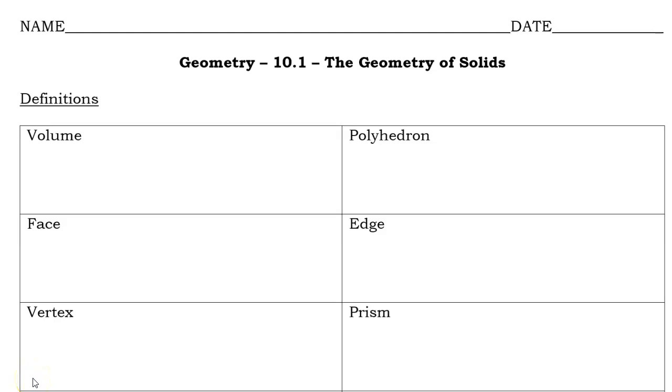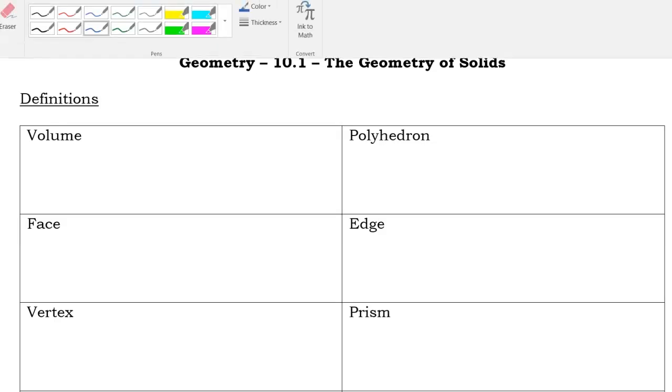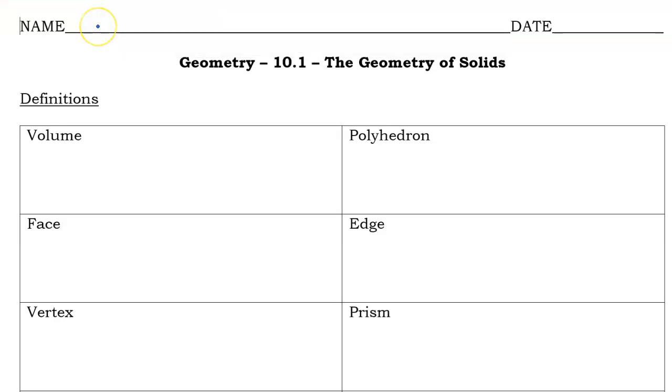This is Geometry Lesson 10.1, Geometry of Solids. So we are going to start this chapter out doing a whole bunch of definitions. The first definition I have here is volume.